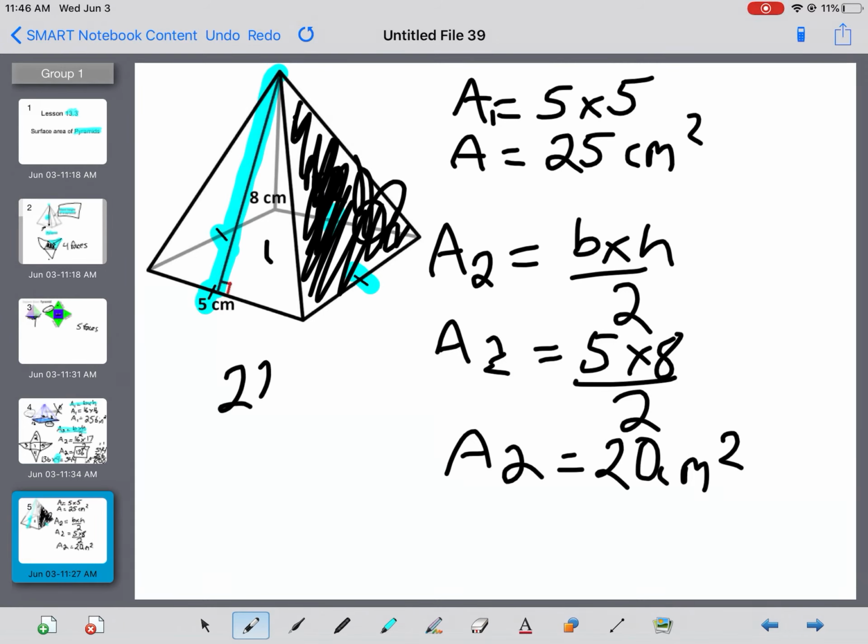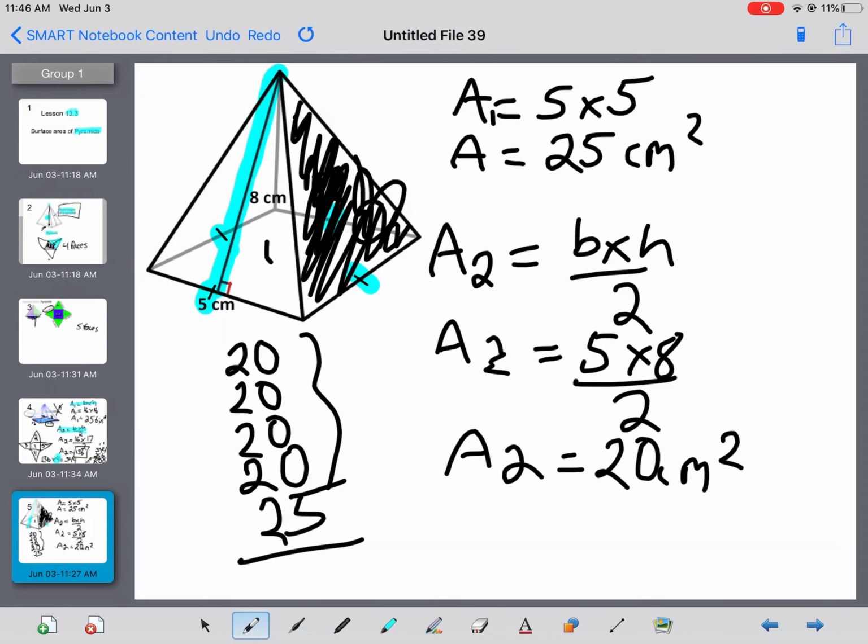So if I wanted to, I could just add them. Let's try that again. I'm going to do it a little bit smaller. So I could add triangle 1, triangle 2, triangle 3, triangle 4. I've got 4 triangles. And then I have my square. So then I get 2, 4, 6, 8, 10. I get 105 centimeters squared.